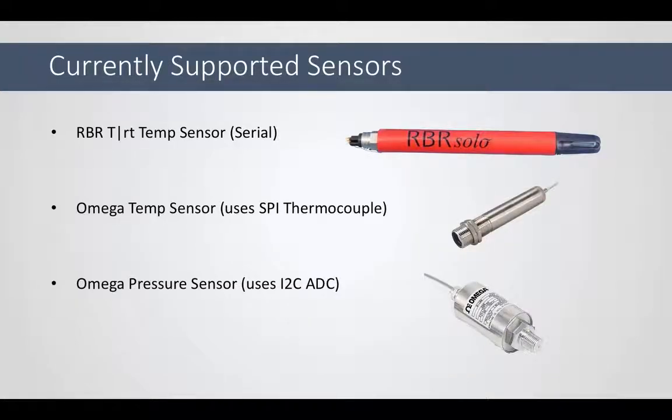The system is currently compatible with 3 sensor types. The first is the RBR real-time temperature sensor that interfaces with RS-232 serial. The second is a temperature sensor that interfaces with the Arduino with a thermocouple via SPI. The third is an analog pressure sensor, and it uses an ADC to communicate with the Arduino via I2C.